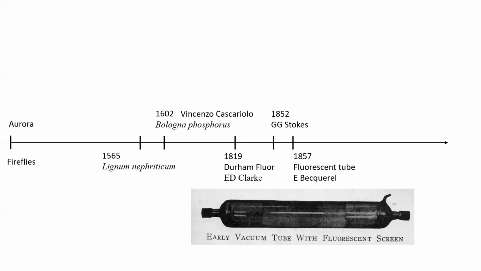A few years after that, Becquerel, a French scientist, invented the fluorescence tube. So it's been 150 years, but we're still using fluorescent lamps nowadays. It's a very modern technology, very current. And so it was one of the first really useful applications of fluorescence.